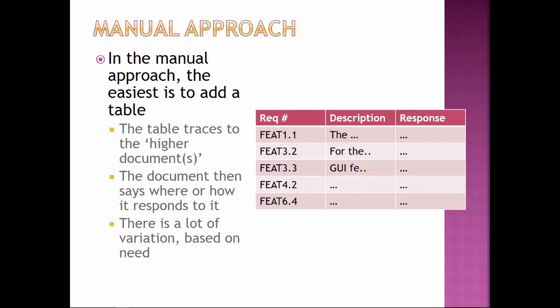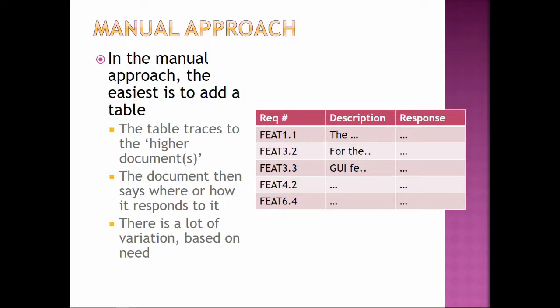So, for instance, we might have some approach. This would be something from a design document, or possibly something in a testing document. So you can see here, I have features 1.1, 3.2, 3.3, 4.2. Well, what happened to feature 1.2? What happened to feature 3.1? What happened to feature 4.1? What happened to feature 5 altogether, and 6.1, 6.2, and 6.3? They still exist, but I don't care about them. In my document, my design, or my test, these are the ones that I'm testing.